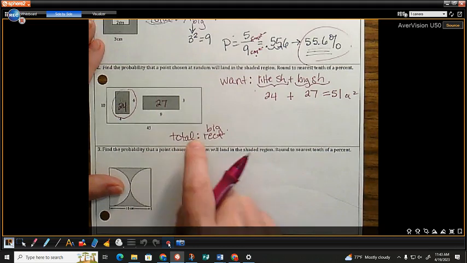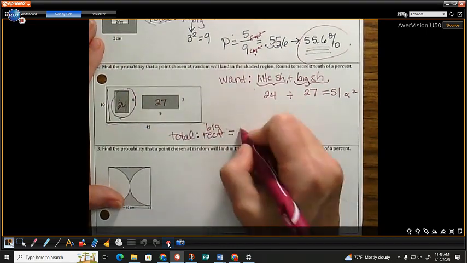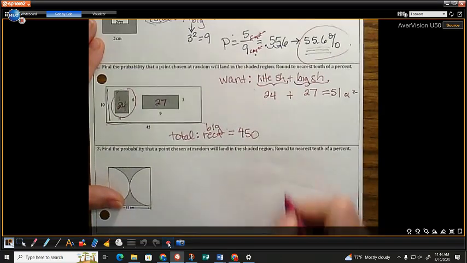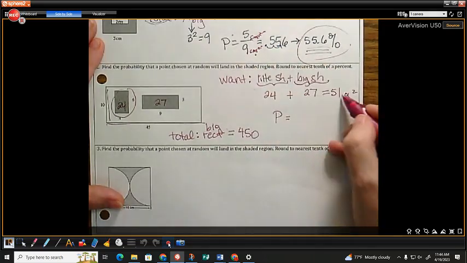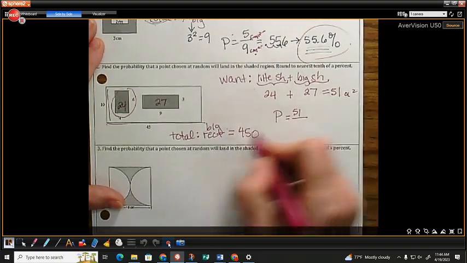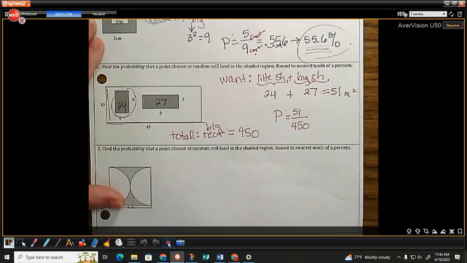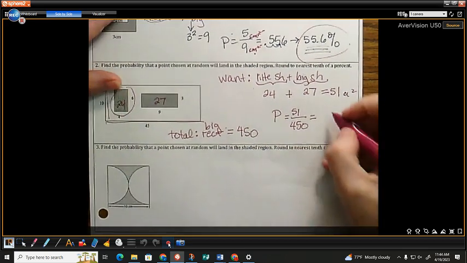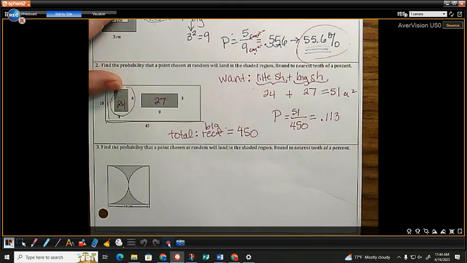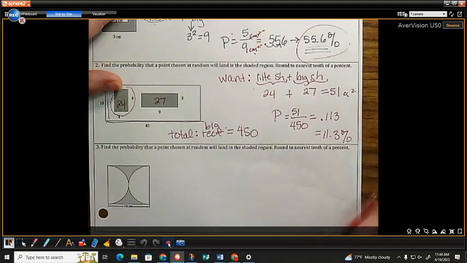45 times 10. It's going to be the 45 times the 10, which is how much? 450. So now my probability is going to be the stuff I want out of the total possible things that I could hit. And so that comes out to be 0.113 and so on, which is going to be 11.3%.